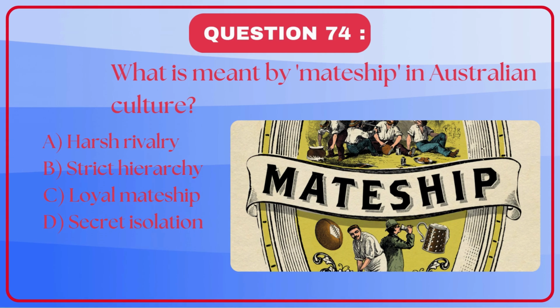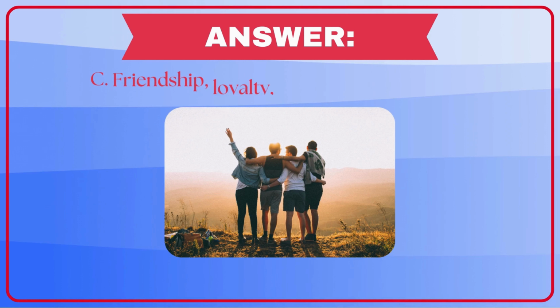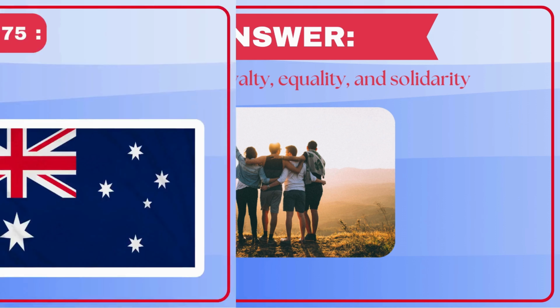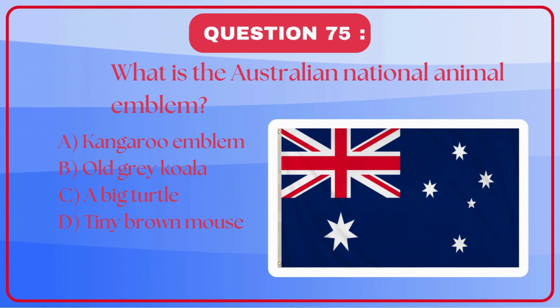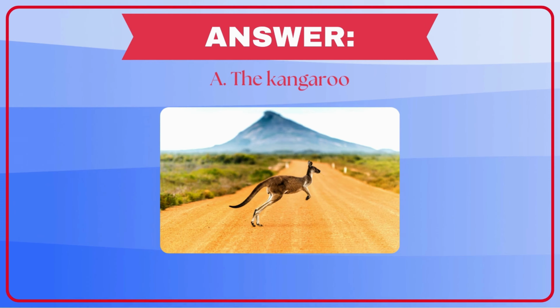What is meant by mateship in Australian culture? Friendship, loyalty, equality, and solidarity among people. What is the Australian national animal emblem? The kangaroo.